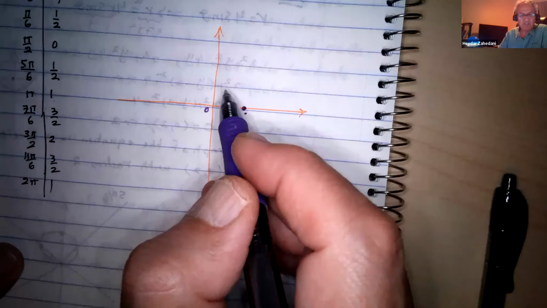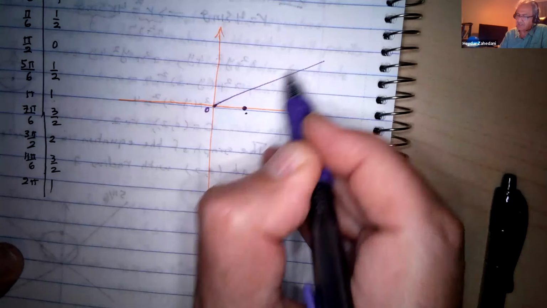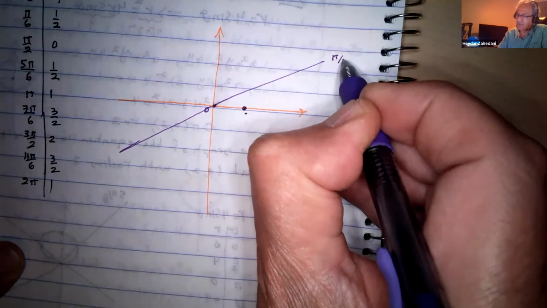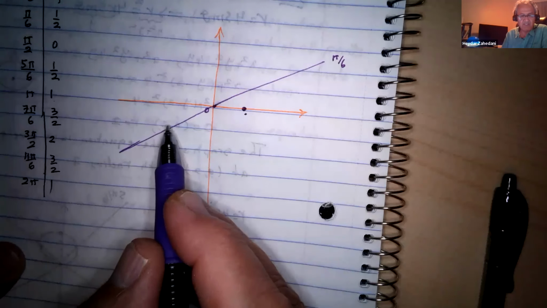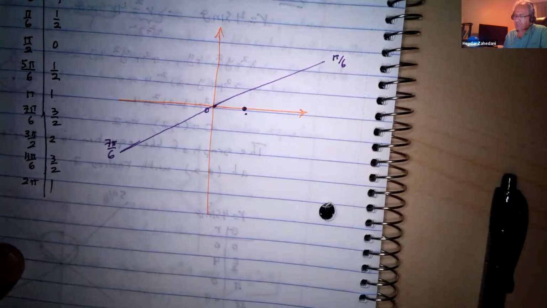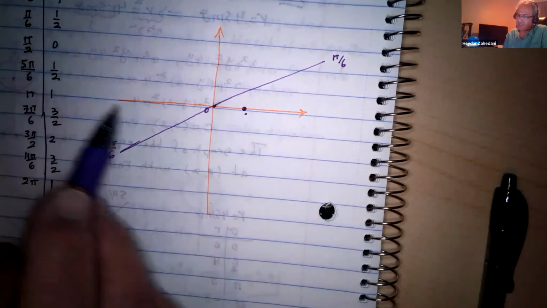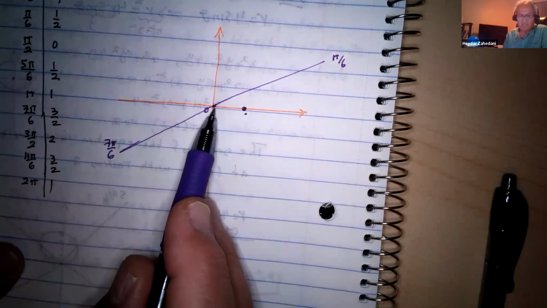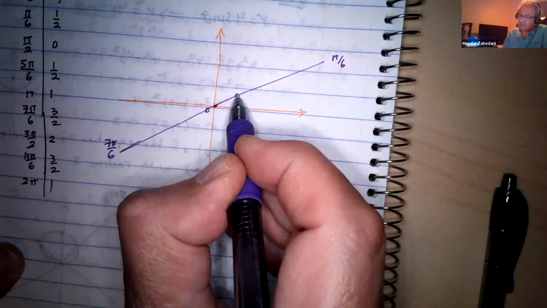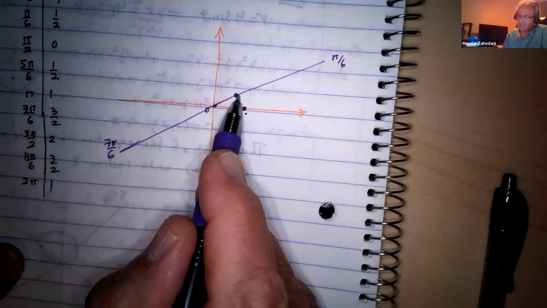Then you go to the pi over 6. So I'm going to identify the pi over 6, 30 degrees. Suppose this is pi over 6. And over here is going to be 180 plus 30, which is 210, 7 pi over 6. So in the case of pi over 6, you get 1/2. So suppose this is 1/2. So it's going to be our next point.